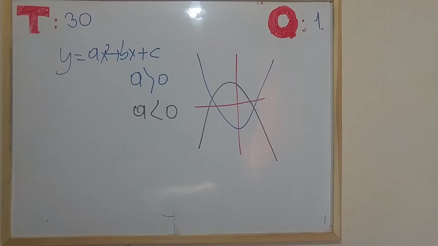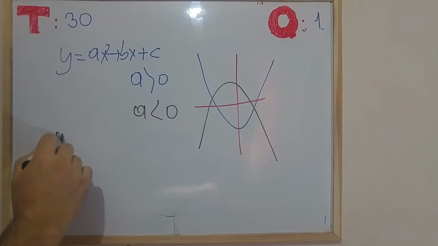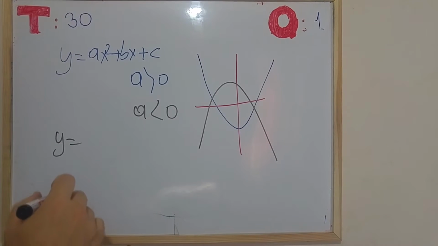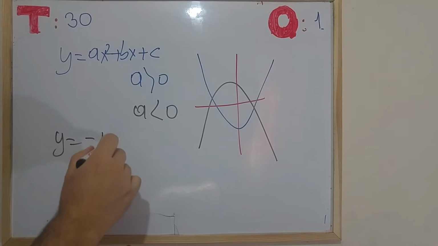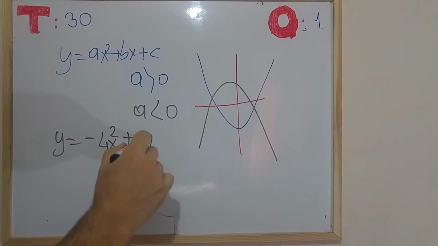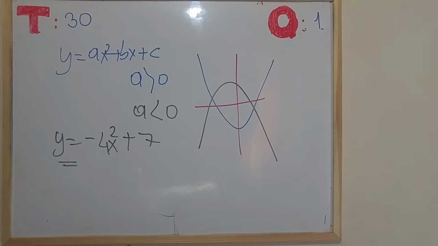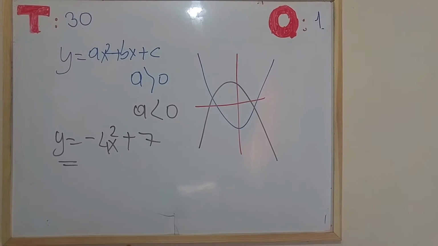And when we have a look at the choices, we see at C y is equal to minus 4x squared plus 7. Therefore the right answer is C.